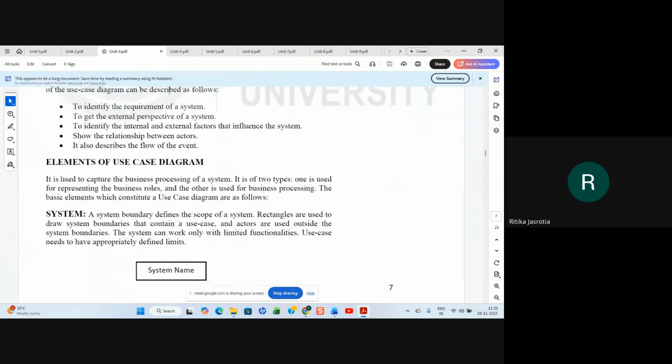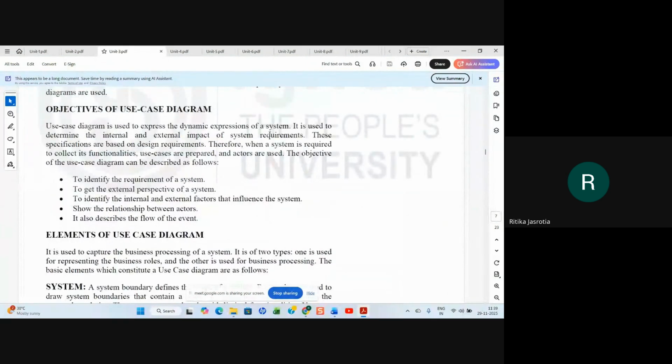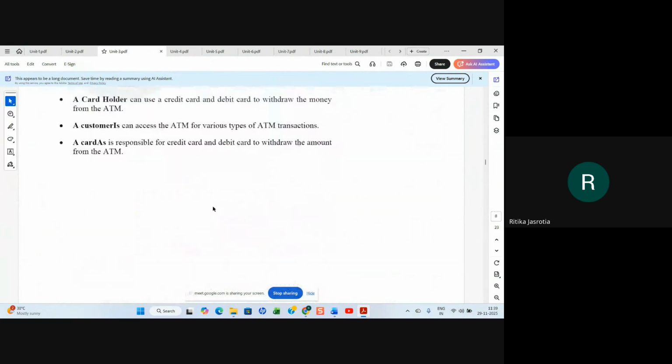It is used to capture the business processing of a system. It is of two types. One is representing the business rules and the other is used for business processing. So where you have the internal and external impact of the system, where the specification of the design or requirements are there, there you will use it.